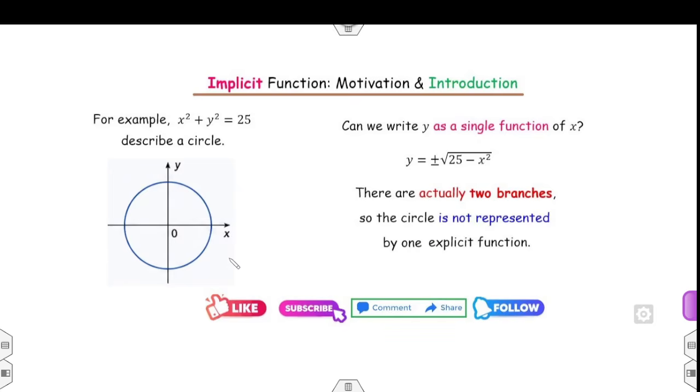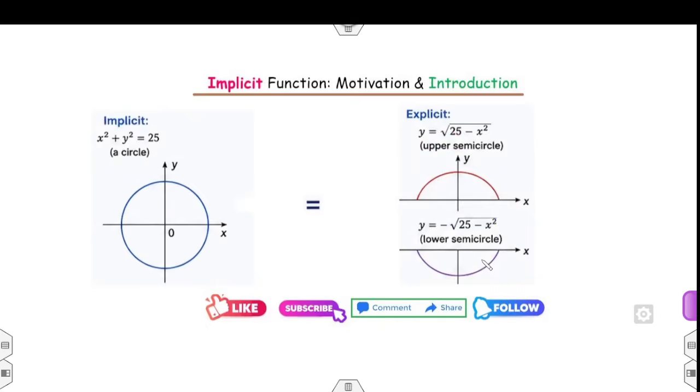Therefore you can see this equation of the circle is not explicit. This is basically an implicit function. Like you can say, I can write the two functions: one is the upper semicircle and second is the lower semicircle, and the upper semicircle is itself my explicit, the lower semicircle is itself my explicit, but if you combine them, then the equation is my implicit.